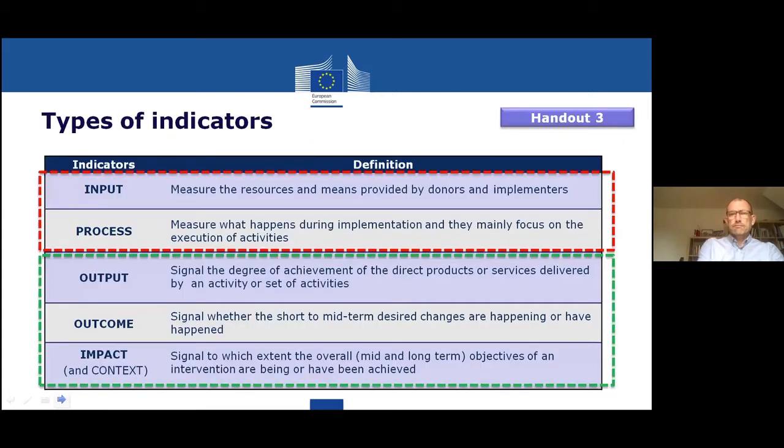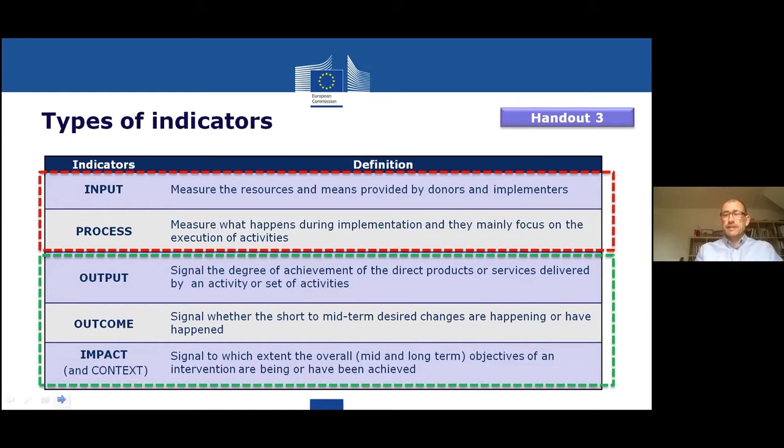Okay, first of all, we start at types of indicators. Here there's a table, and it shows you the different types of indicators which exist. On the left, we've got a title, and on the right, we've got a definition. We'll see that we have input, process, output, outcome, and impact, and in brackets, context indicators.